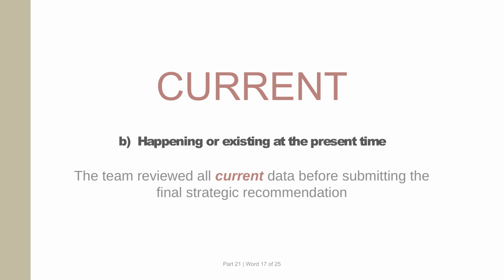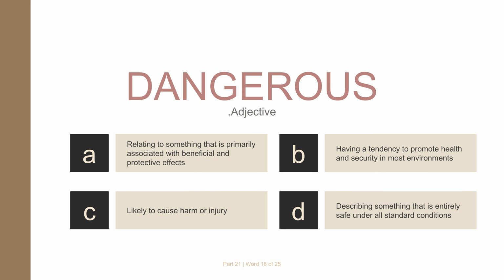Question 18. What is the meaning of dangerous? Option A. Relating to something that is primarily associated with beneficial and protective effects. Option B. Having a tendency to promote health and security in most environments. Option C. Likely to cause harm or injury. Option D. Describing something that is entirely safe under all standard conditions.